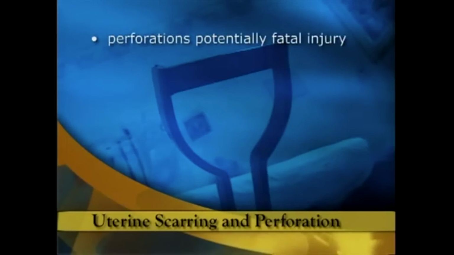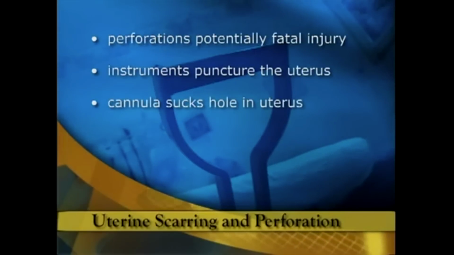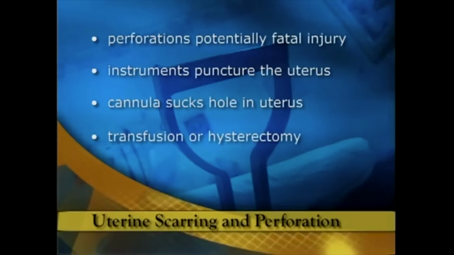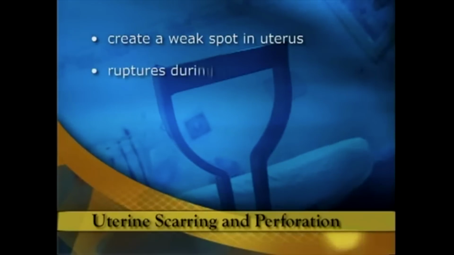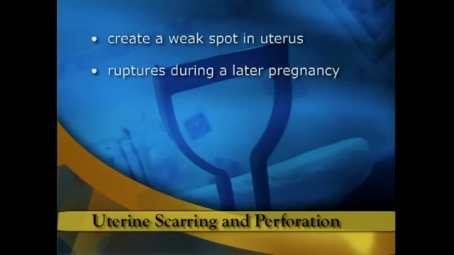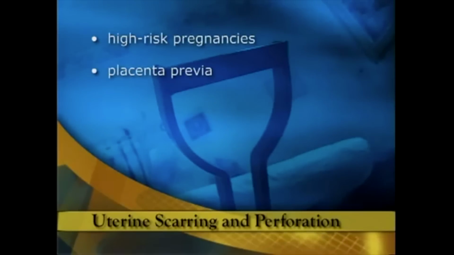Uterine perforation is a potentially fatal injury that occurs when instruments are pushed through the wall of the uterus. Also, if the open end of the cannula inadvertently attaches to the uterine wall, the vacuum level generated by the suction machine can be enough to suck a hole in the uterus. The bleeding which accompanies a uterine injury can be heavy enough to require a transfusion or hysterectomy. A uterine perforation can also create a weak spot in the uterus, which ruptures during a future pregnancy. Like uterine scarring, a uterine perforation increases the risk that the patient's subsequent pregnancies will be ectopic, end in miscarriage, or be complicated by high-risk conditions such as placenta previa.